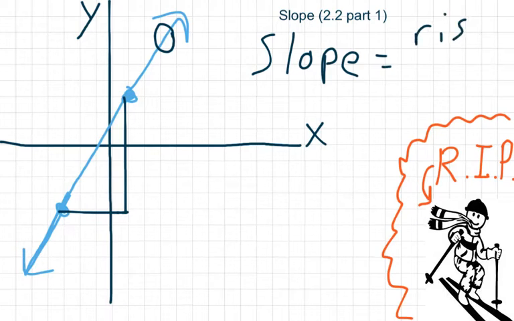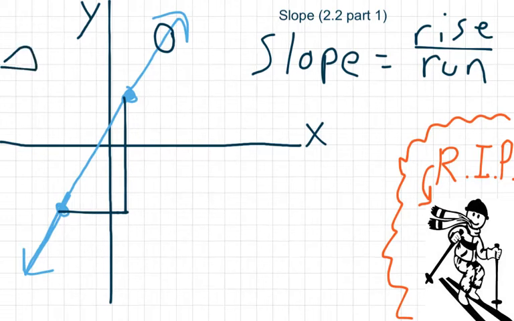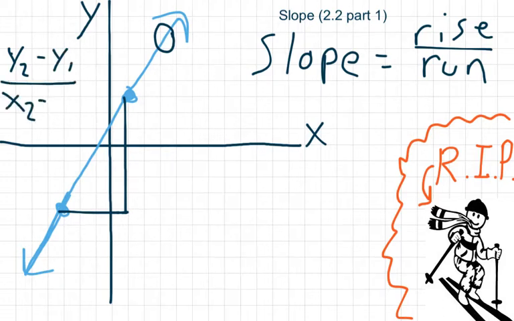it's rise over run. So in this case, rise is the change in y. So y2 minus y1 over a change in x, x2 minus x1. So from this point here to this point there, what happened?